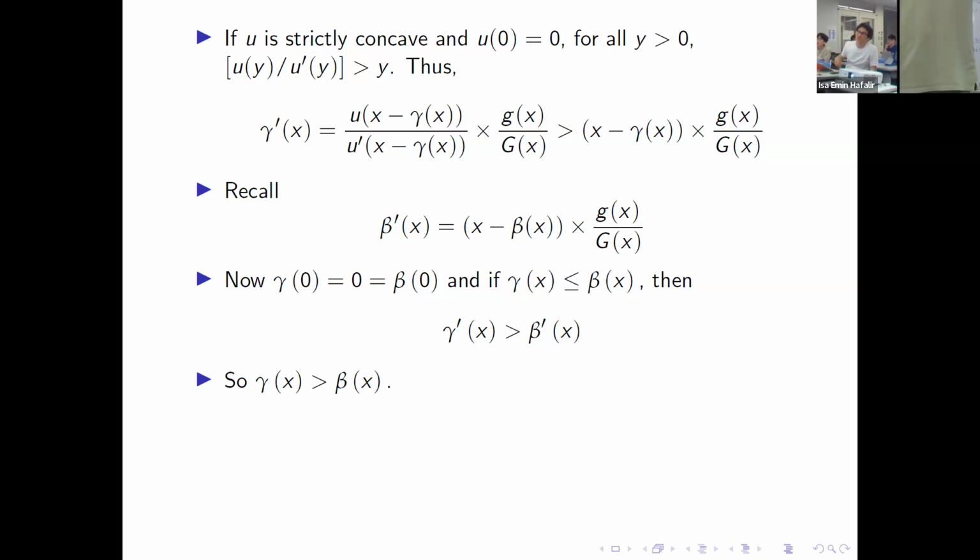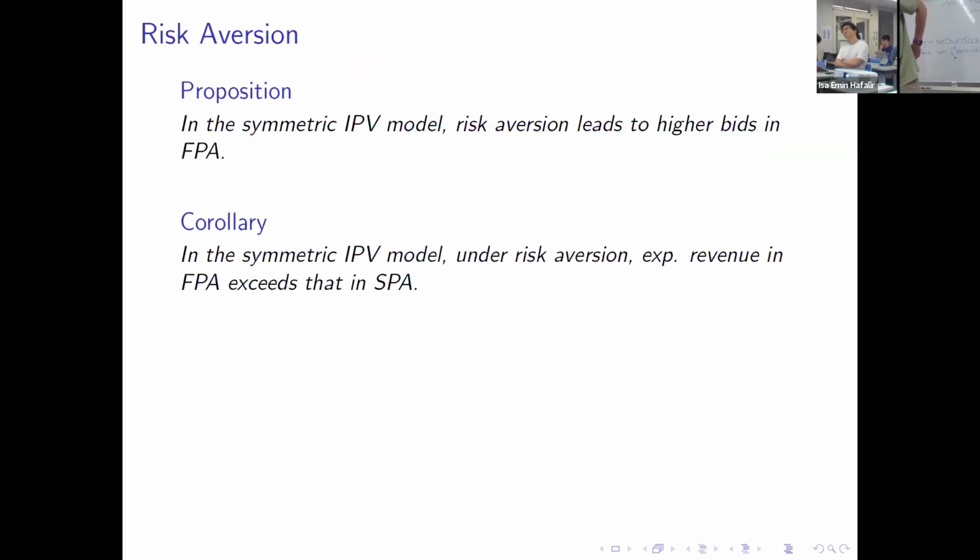That means the expected selling price, the expected revenue with risk aversion, is going to be higher in first price auctions. But there was no difference between second price with risk neutrality and second price with risk aversion. This automatically means that with risk aversion, first price auction generates a higher expected selling price. So this is summarized here.